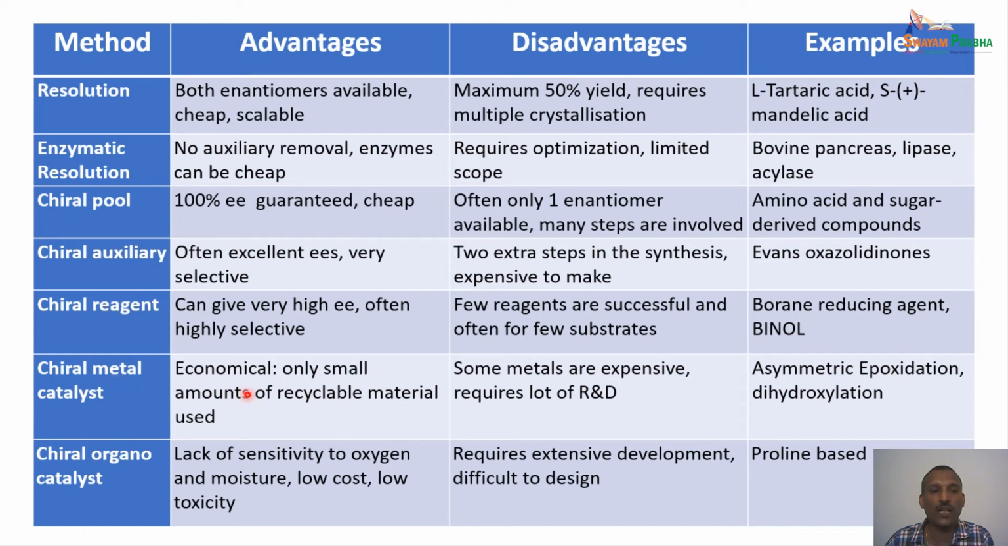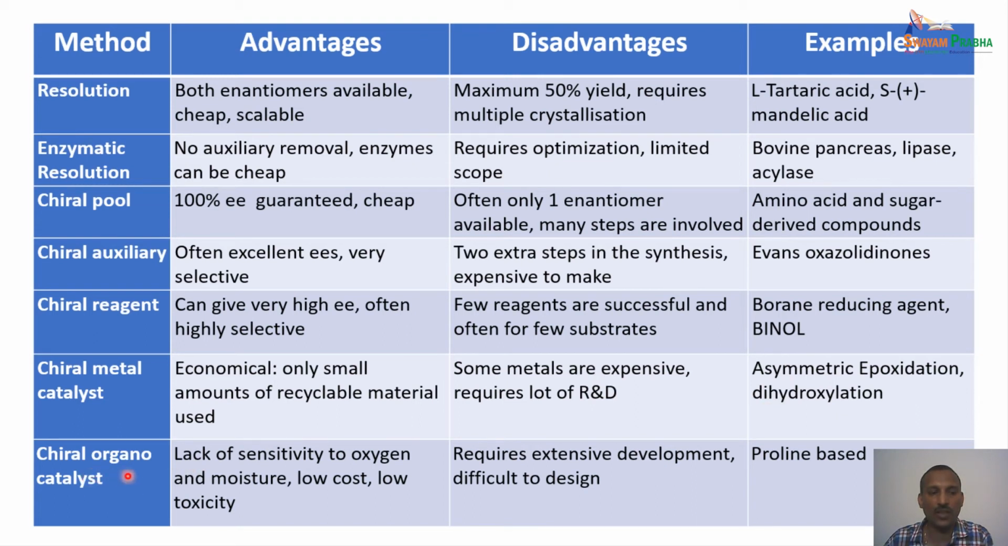And in the case of chiral metal catalyst, only a very small amount of recyclable material, that is the catalyst, is used, so it is a very economical method and it has a high industrial application. But some of the metals, like rhodium and platinum, are very expensive, and moreover it requires a lot of research and development to identify the right catalyst for that particular reaction. Examples include Sharpless asymmetric epoxidation, dihydroxylation methods, etc.